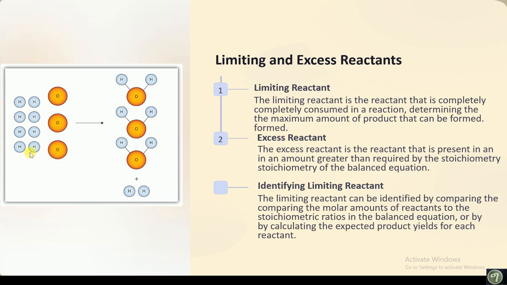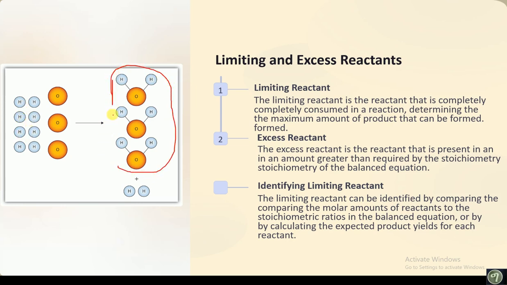As its name indicates, the limiting reactant is a reactant which is consumed completely, but for the excess reactant, as its name also indicates, there is some excess which is unreacted after the reaction is completed. So in this example, hydrogen plus oxygen gives water. Three oxygen molecules react with six hydrogen atoms to give this product.